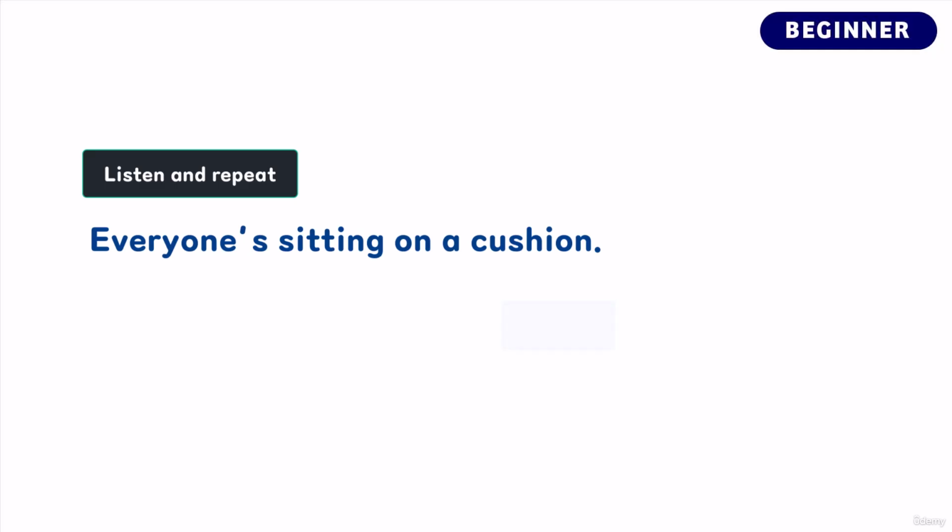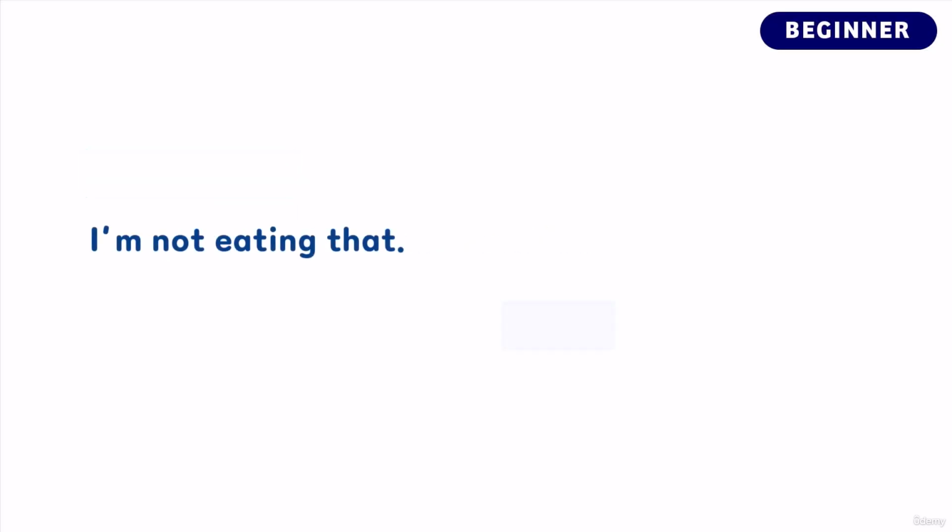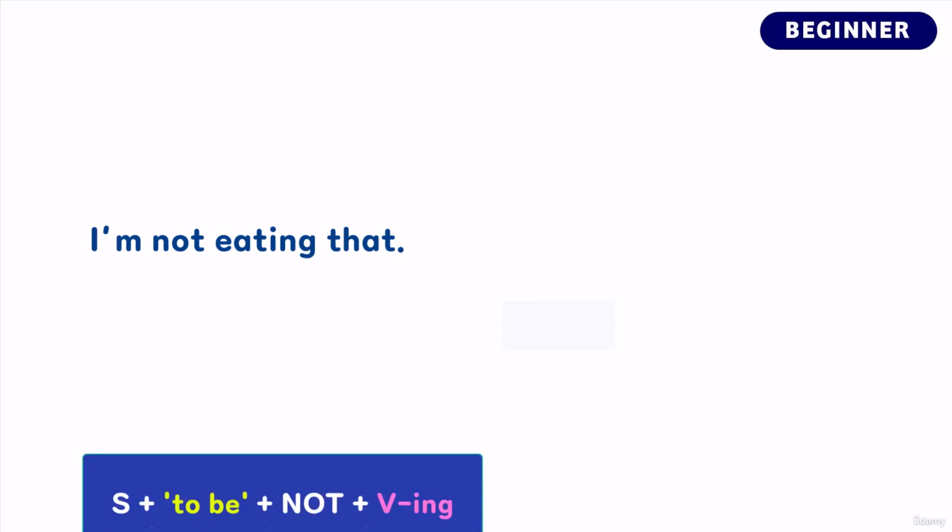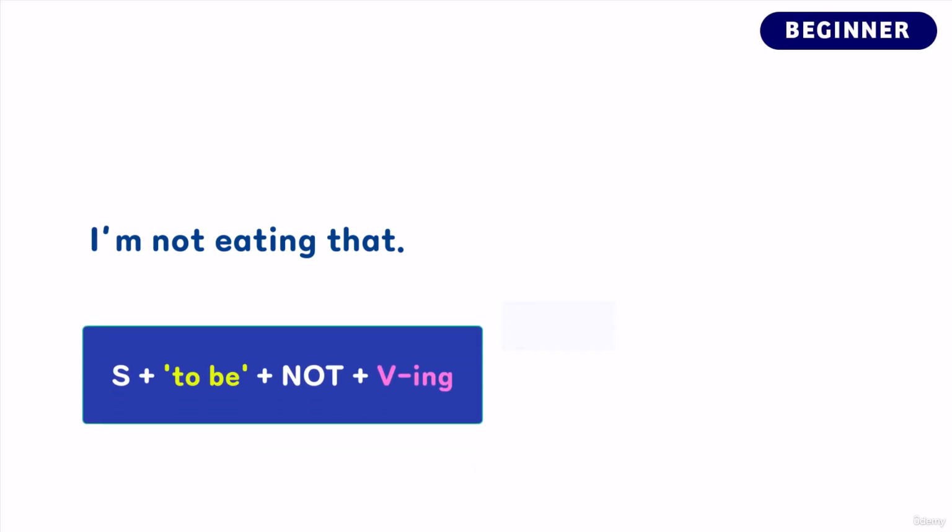Great job, well done. Let's now take a look at the negative statement that uses the present continuous tense. I'm not eating that. Making the negative statement is very simple. We simply add the word not in between the verb to be and the main verb in the ing form.